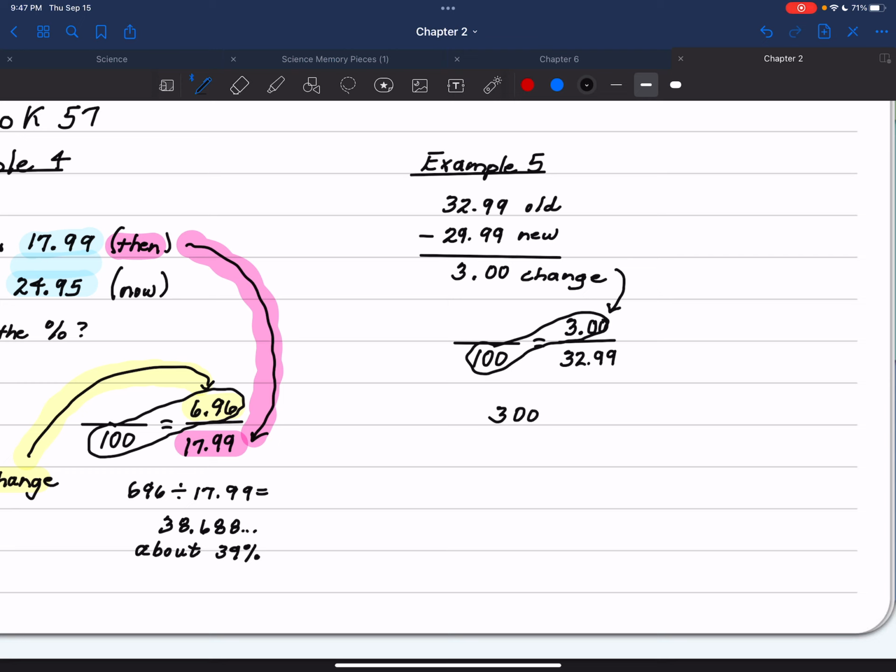Hold on a second. I need to be sure that I haven't messed up here. 99, yeah, okay. And then you don't forget to divide that by 32.99. It'll be ugly. That's okay. It is 9.0936 and some stuff. So about 9%.